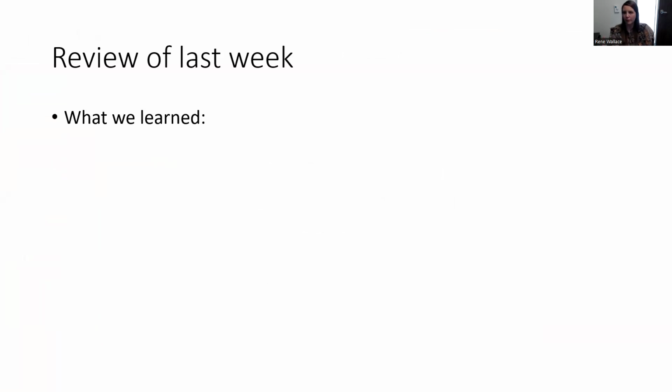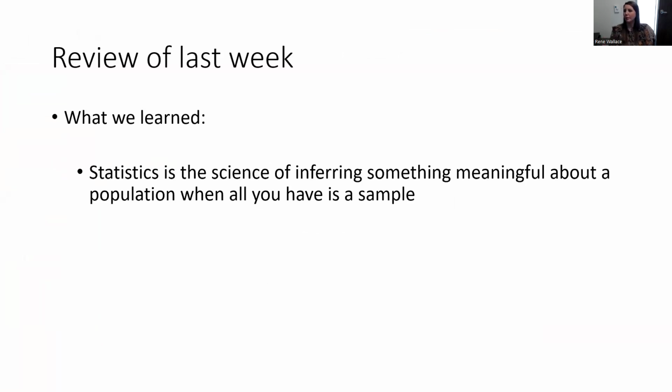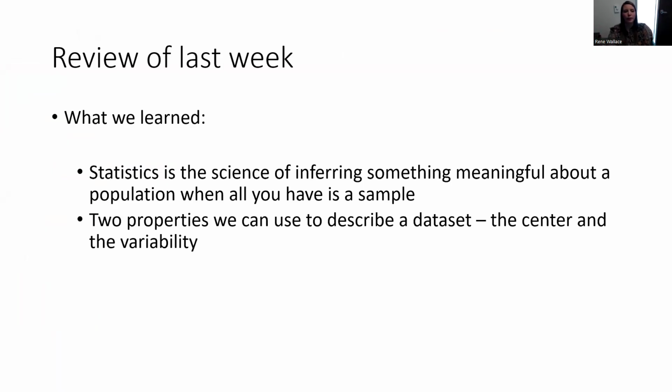What did we do in our last video? We learned that statistics is the science of inferring something meaningful about a population when all we have is a sample. Because we can't go out and poll every third grader in America, we need to get something useful from our sample of our population. And we remember the two properties we use to describe the data set are the center and variability, right? Our mean, our average, and then our variability or variance.